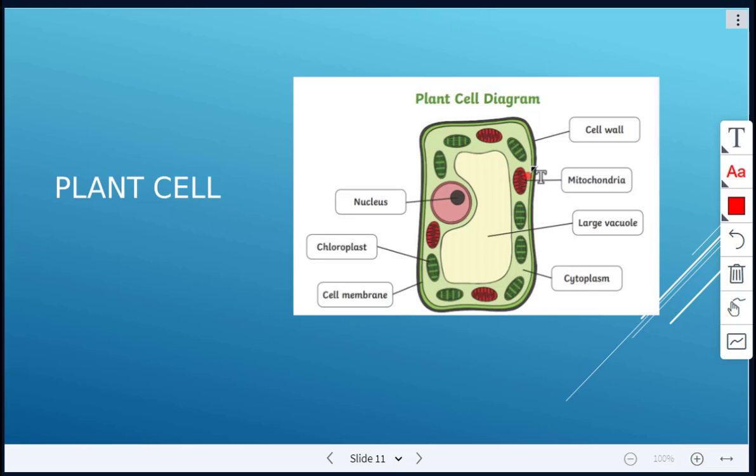And we still see the mitochondria, which was the powerhouse of the cell. And there's still a cell membrane as well, which controls what goes in and out of the cell. But we will see other things here in the plant cell that animal cells don't have. So one thing we see here is the chloroplast. Another is the cell wall. And another difference we'll see is this very large vacuole.